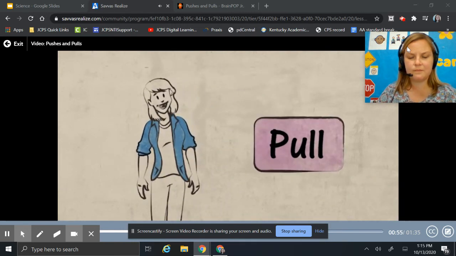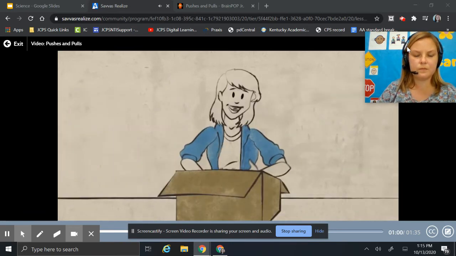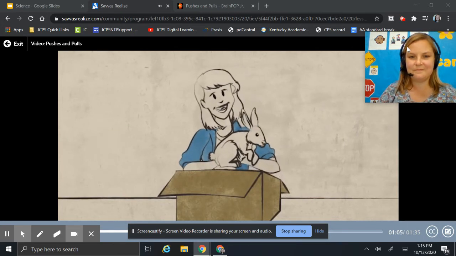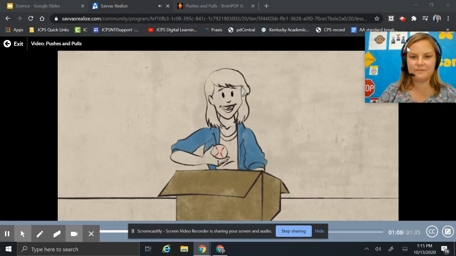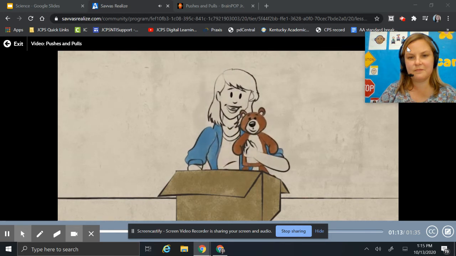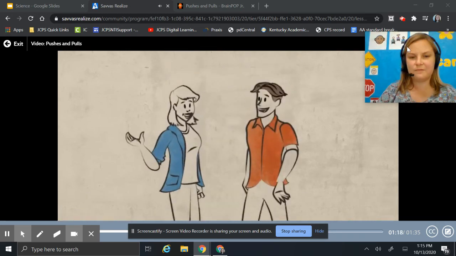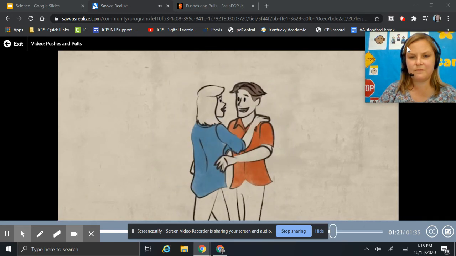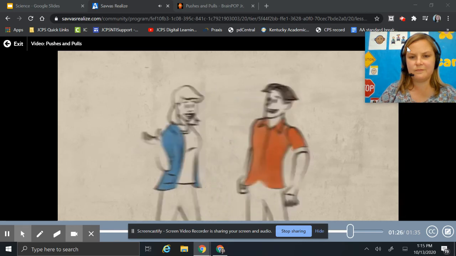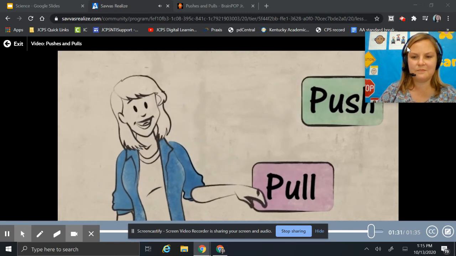Now what about pull? A pull is when you move something toward you. Watch this. See that? I pulled a rabbit out of the box. Or a ball. Or a toy car. Or my favorite stuffed bear. I can even pull him in for a hug. Aw. Let's dance. I'll pull you toward me. And then we dance for a bit until I turn and push away. See? We can both push and pull.